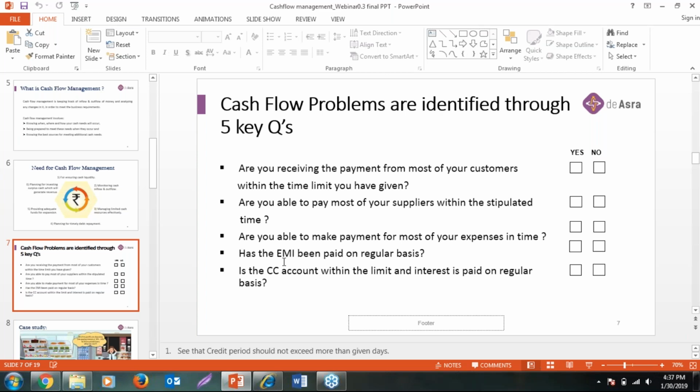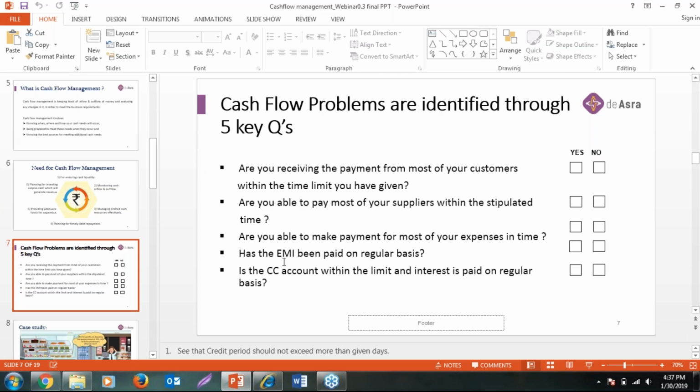Next is, are you able to pay most of your suppliers within the stipulated time? If yes, good. If no, then what is the problem? I mean, are you not having enough cash to pay the suppliers? Or the cash is utilized somewhere else? That needs to be checked.